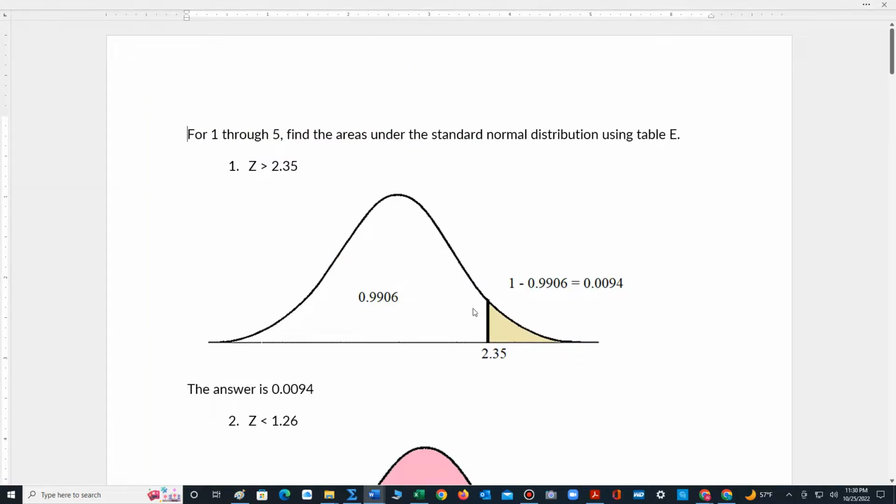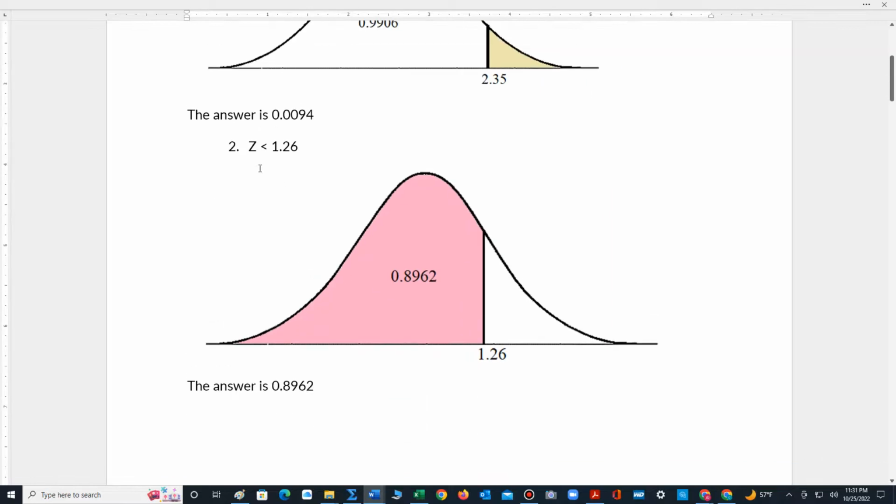0.9906. Remember, when you look up an area in table E, it always gives us the area to the left, but we desire the area to the right. So to calculate the area to the right, we take 1 minus 0.9906, which is 0.0094, and that's this area.